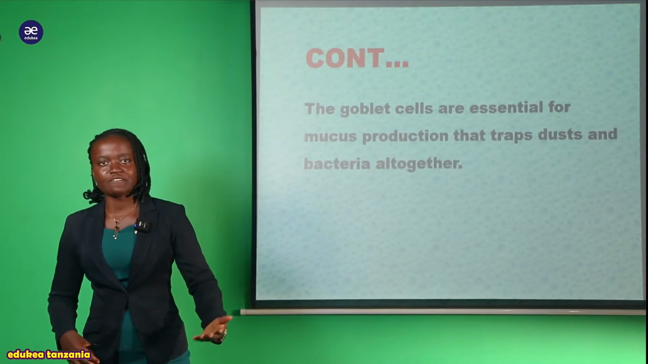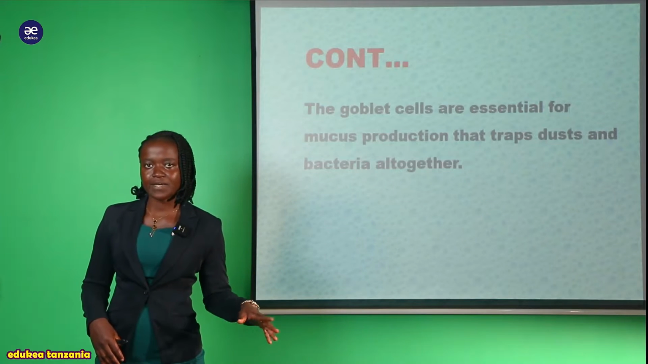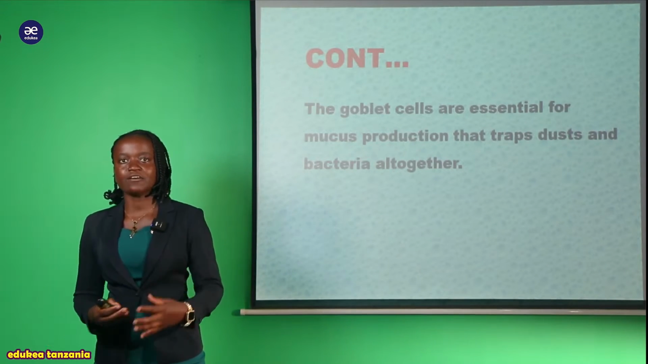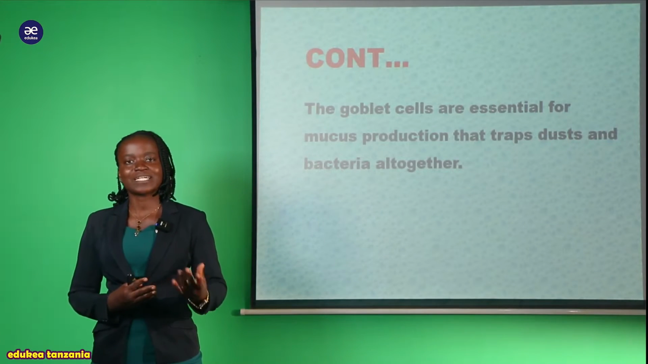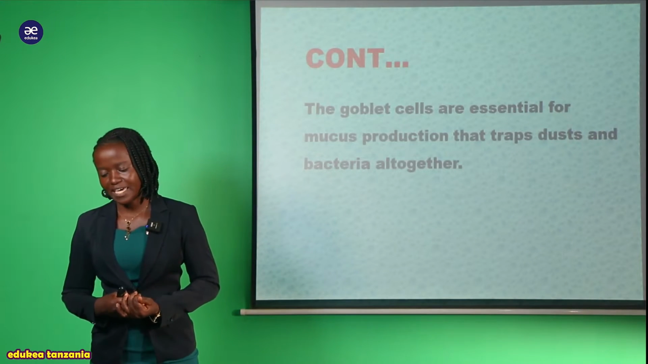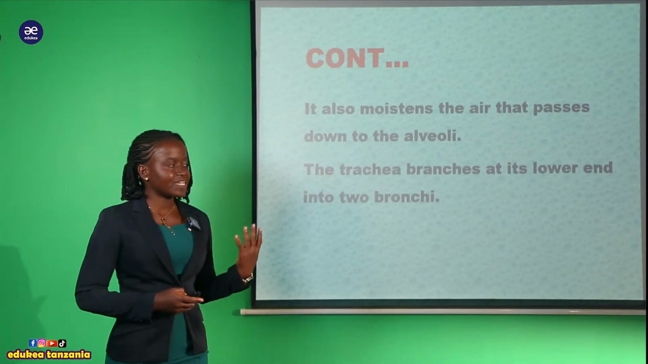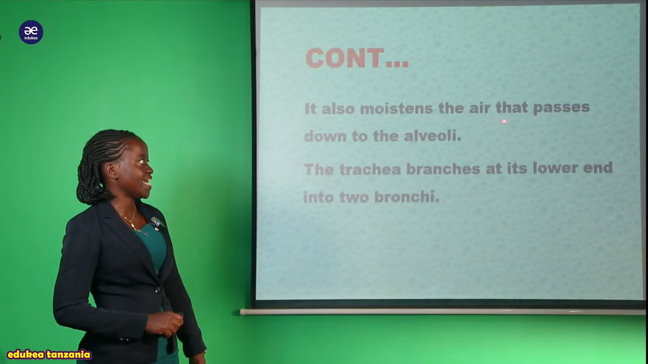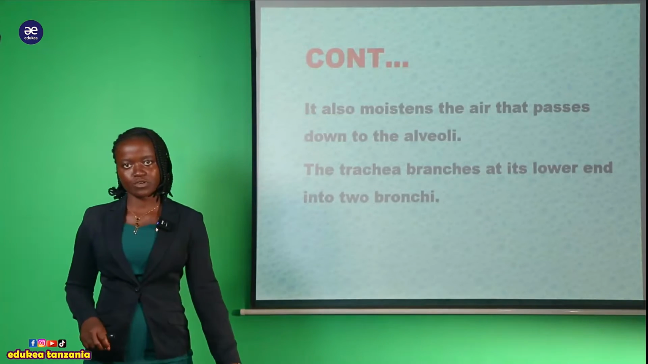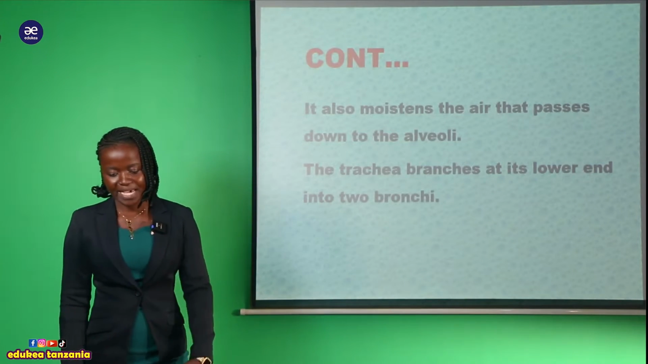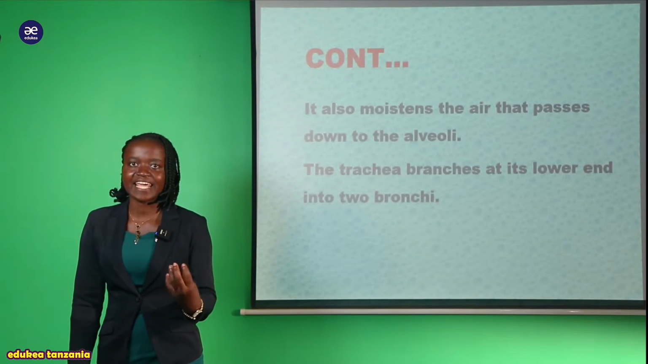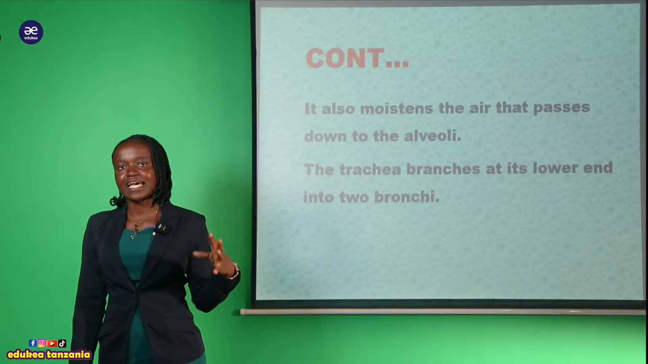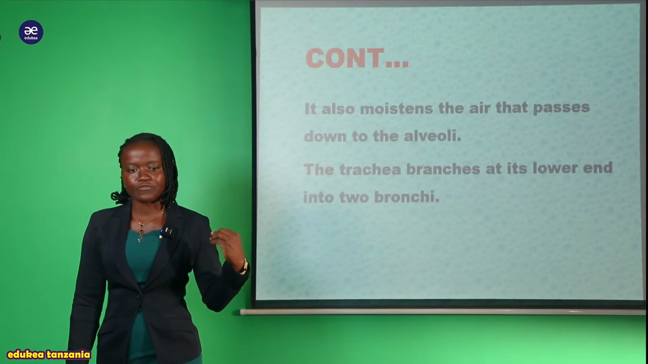And also within the trachea, we have seen that we have goblet cells, which help in the production of mucus, hence trapping any germs or dust or bacteria that might enter with the air. So also we can say that it is moistening the air that passes down to the alveoli. So the mucus that is produced also helps in moistening the air. The air is supposed to enter the alveoli in a moist condition.